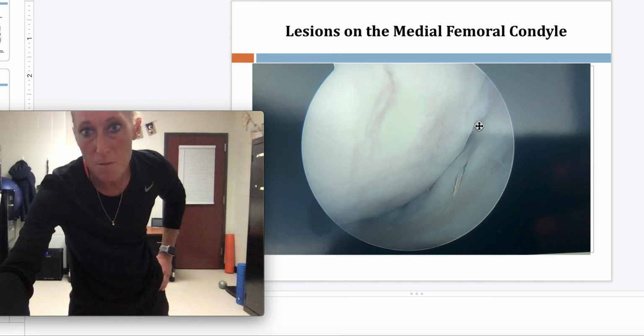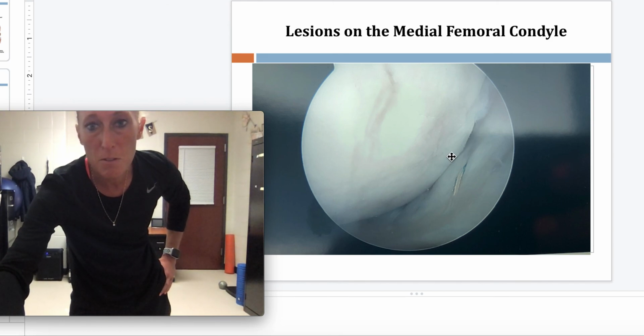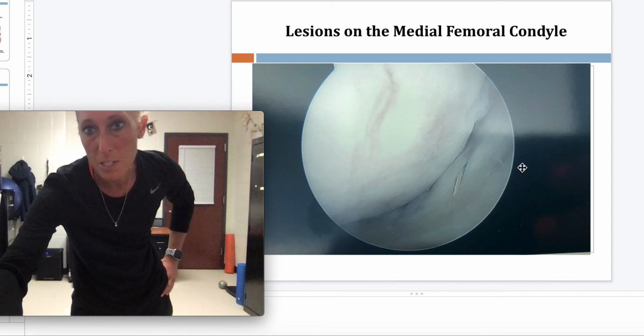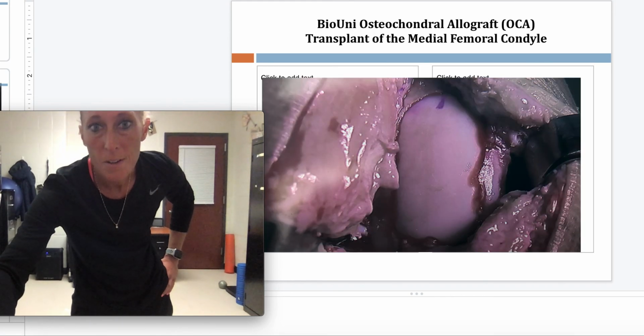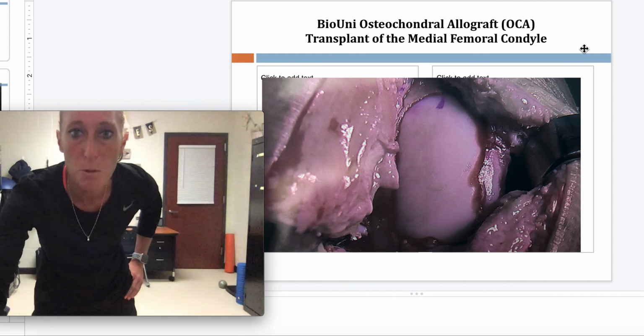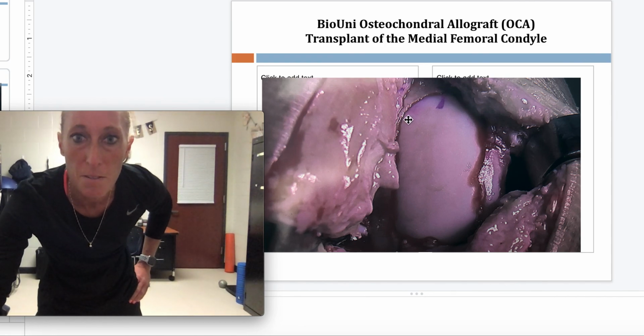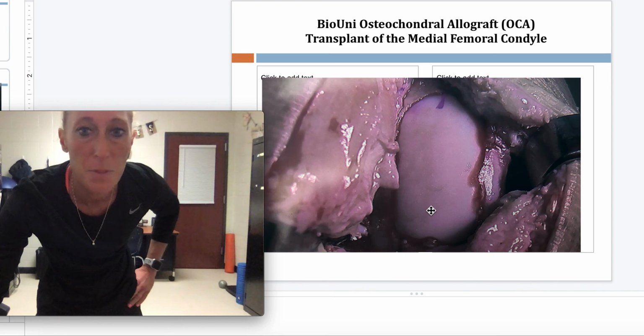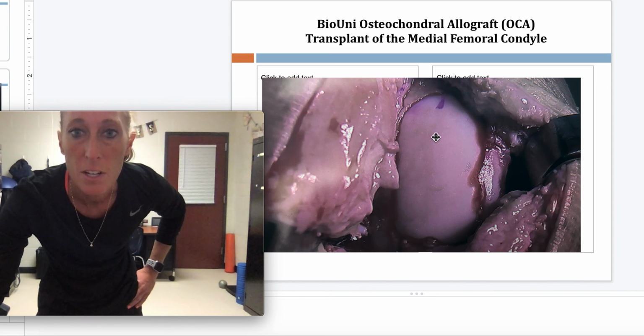Continued, this is the end of the femur right here, the medial femoral condyle, and you can see the issues there. I believe that's a suture and a meniscus. This is an osteochondral allograft. So this is the bone plug that they put in the end of my femur to cover up. They took the part that was bad out and put this piece from a cadaver into my knee as the end of my femur.